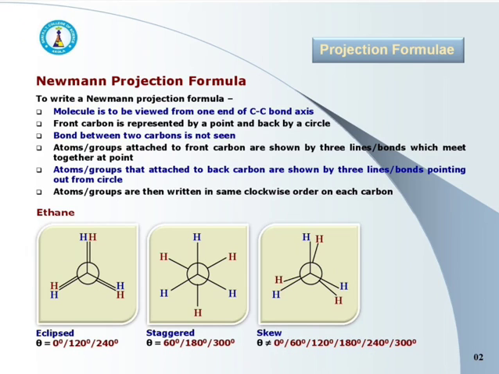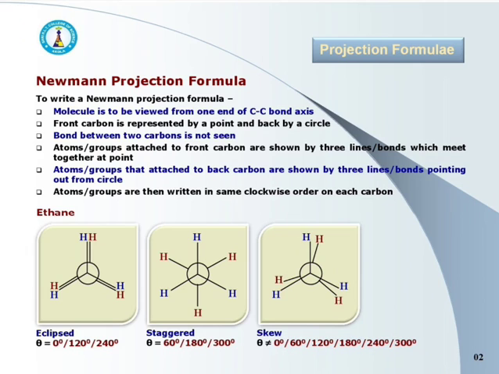Let's take the example of ethane, that is CH3-CH3. Here two carbons are there, and each carbon, that is front and back, has three hydrogens attached to it. See the first conformation.